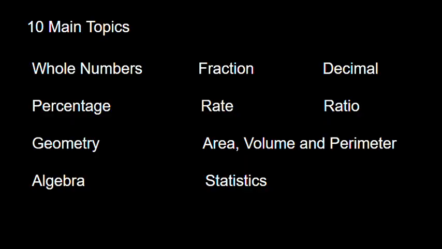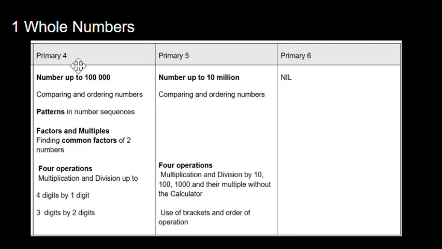Okay. So based on the document, I read through and I summarized them into 10 main topics. They are whole number, fraction, decimal, percentage, rate, ratio, geometry, area, volume and perimeter, algebra, and the last one is statistics. Okay. So what I'm going to do is run through every single topic, and I'm going to show you what they are teaching in P4, P5, and P6. Okay, we start with whole number.